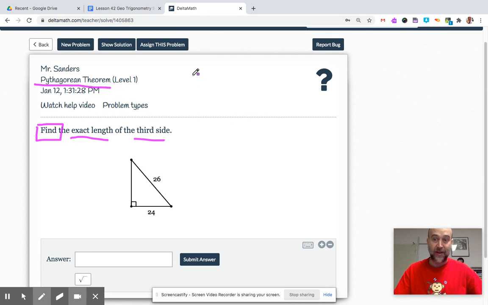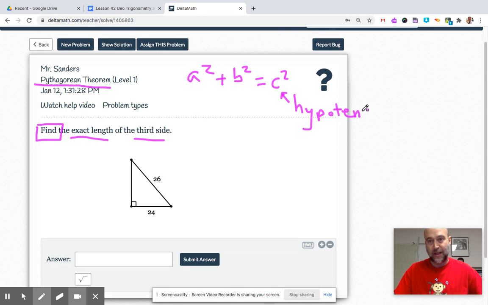So Pythagorean theorem, what's the Pythagorean theorem? a squared plus b squared equals c squared. And it's really important that the c always has to be the hypotenuse. The hypotenuse, it's the longest side. It's always opposite the right angle. So the hypotenuse is this one right here.